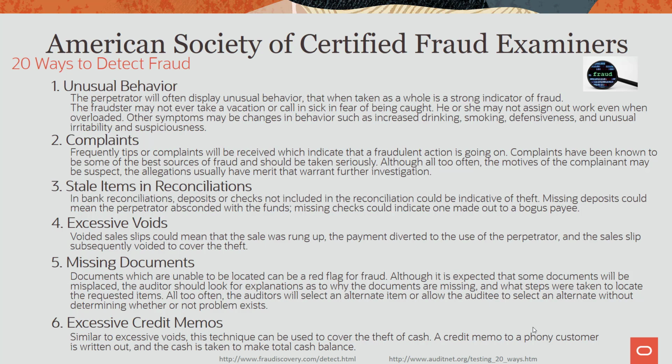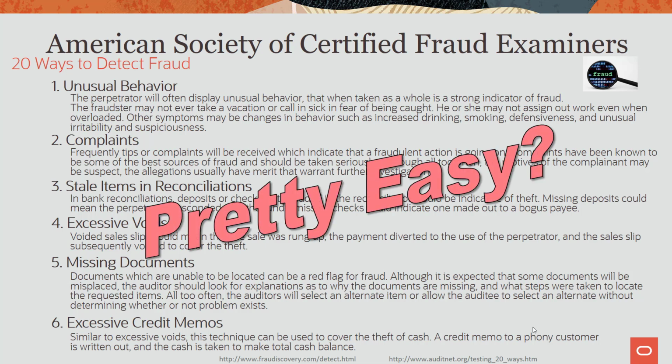There may be a lot of complaints, number two, about the action that's going on. There may be stale items in reconciliation. So in bank reconciliations, deposits or checks are not included in the reconciliation. That could indicate theft or fraud. Missing documents, excessive voids, excessive credit memos. And so, there's a bunch of, I'll call it business rules that were outlined here. And so it seems, well, maybe that's pretty easy, right?